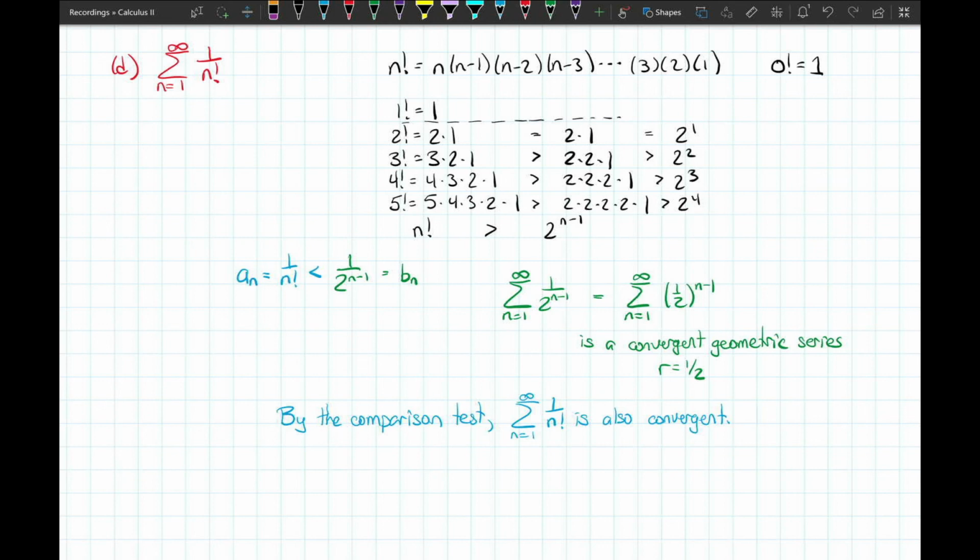And it's worth noting that n factorial grows very, very large very, very quickly. It is growing larger than an exponential function. So in general, when we have n factorial in the denominator, there's a good chance that it's convergent unless you start to see some other factorials elsewhere in the expression.